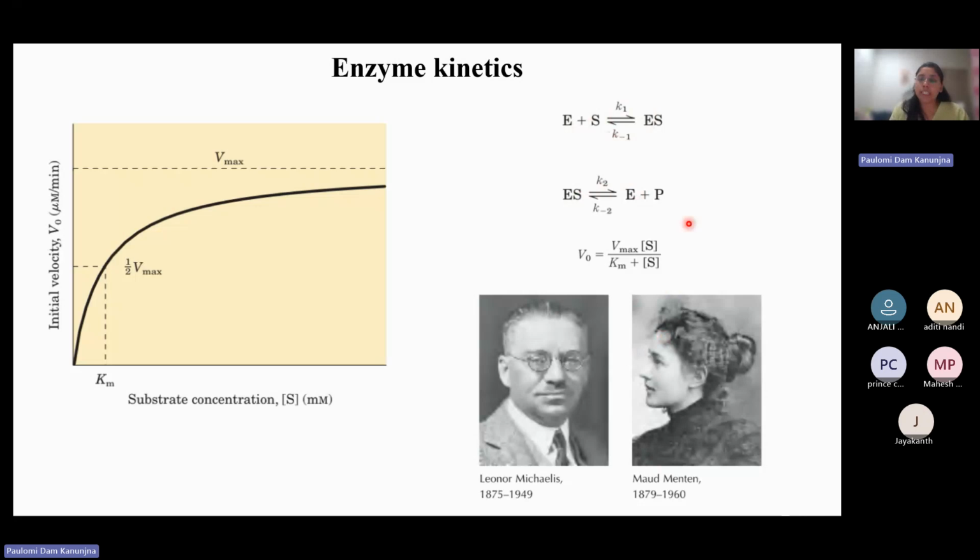And Michaelis-Menten gave us a relation between the reaction rate and the concentration of the substrate. So V naught, which is the rate of the reaction, is Vmax into S over Km, which is a constant, plus S. So this equation is very important. This equation should always be clear, and you should always remember it.